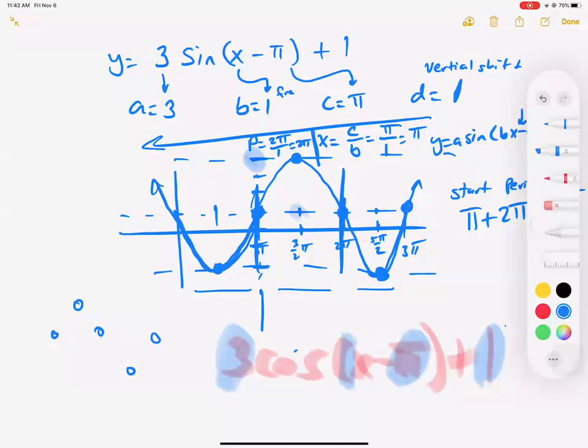Top, 0, down, 0, up. So please understand, the framework is still the same. It's just the starting point changes. Up, 0, down. This graph keeps on going. So look at the highlighter. This is my cosine graph, starting on the top amplitude, if it's a positive cosine.